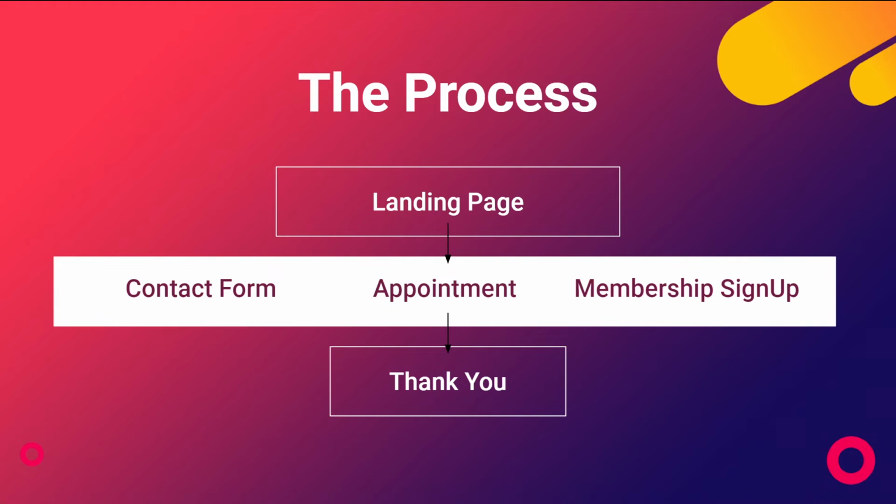And the difference between all these types of lead generation funnels that we will be looking at is basically the opt-in. What kind of opt-in do you have? In one case, you have a contact form where people can submit their information. In the other, you have appointments where you can still collect that information, but they'll be picking a time and a slot in your calendar.